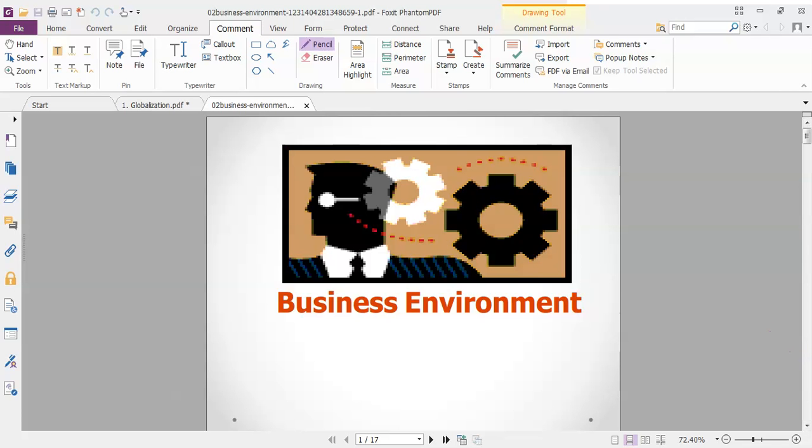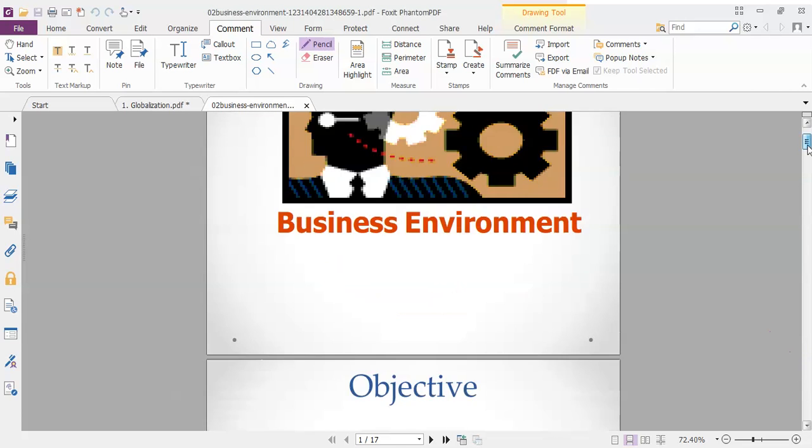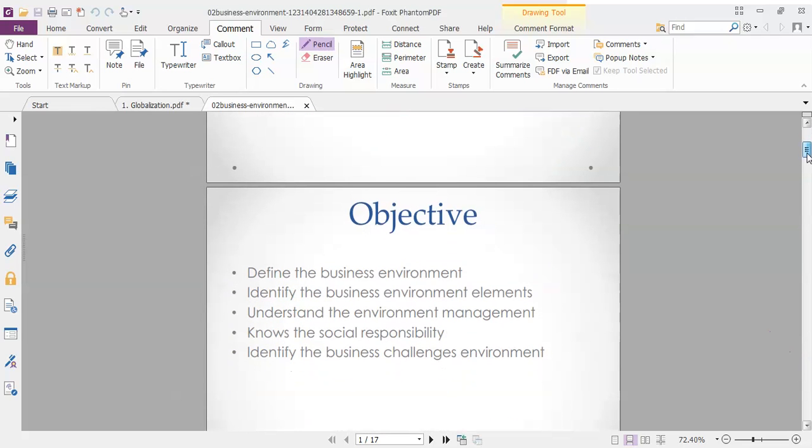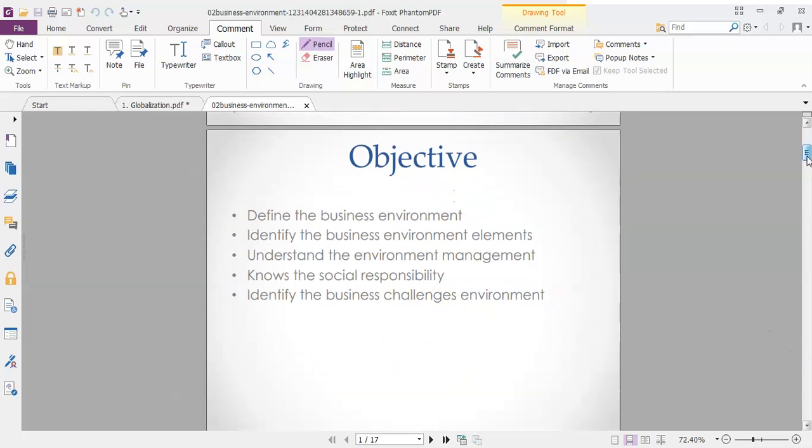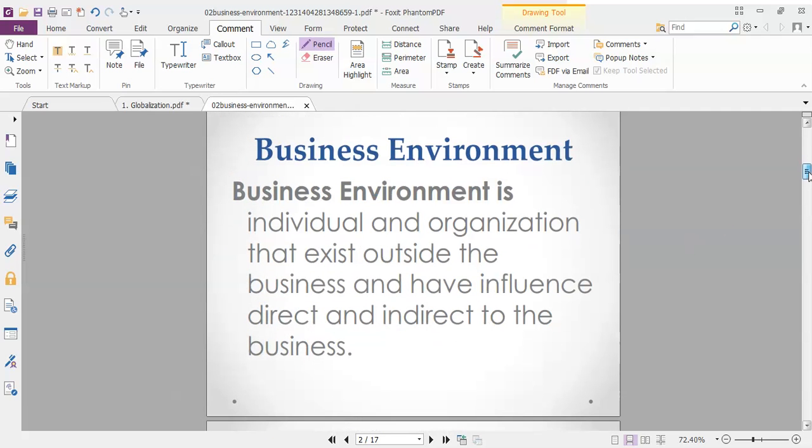Okay, so what is business environment? The objectives of this topic are to define the business environment, identify the business environment elements, understand the environment management, know the social responsibility, and identify the business challenges in the environment. So, what is the definition?